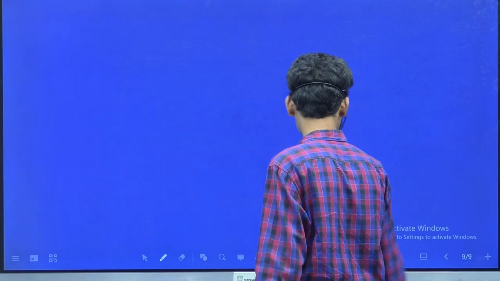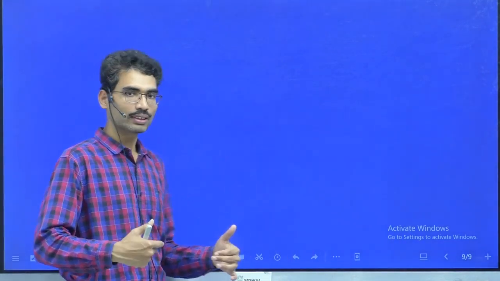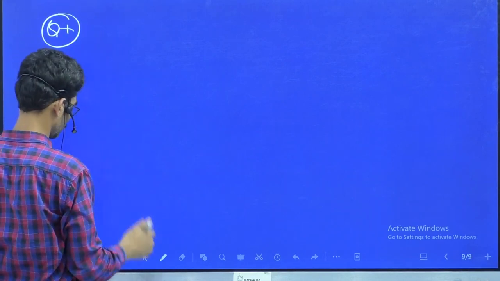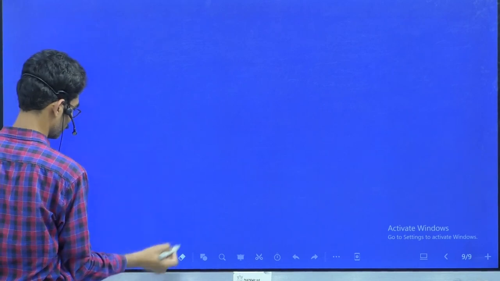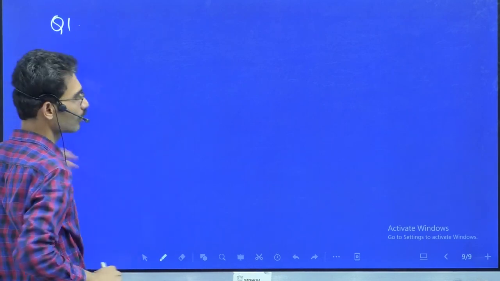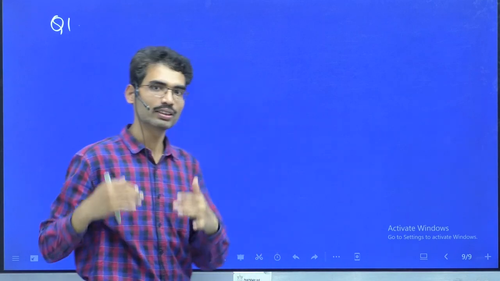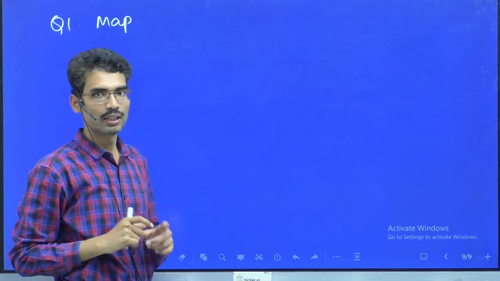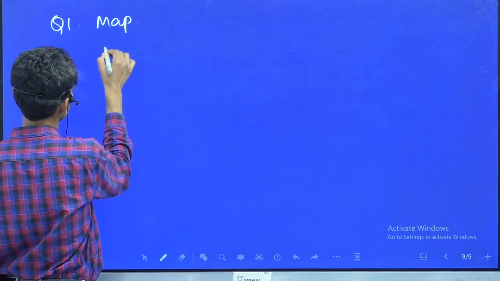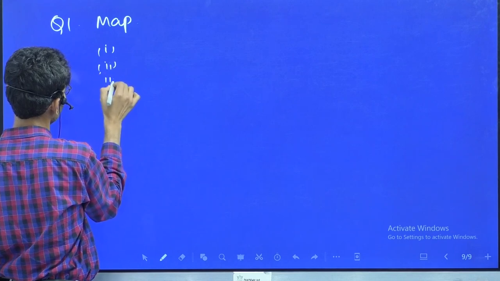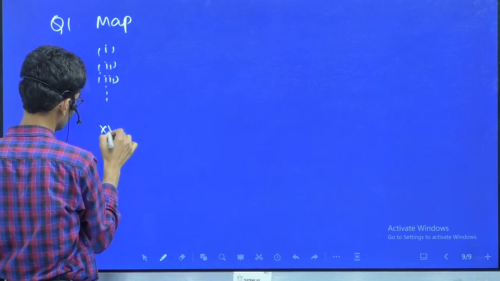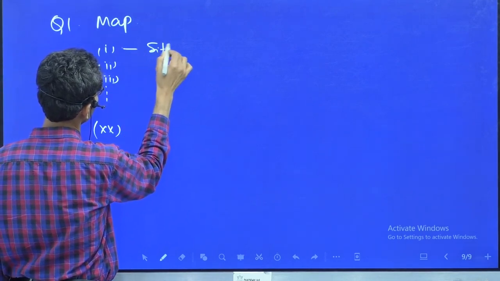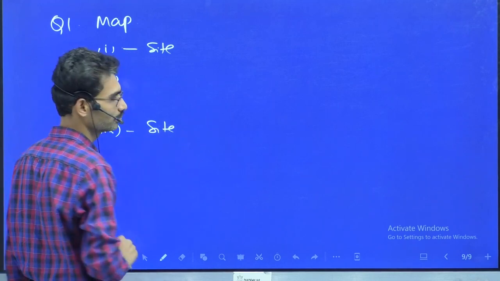Now, in paper 1, question number 1, in our history optional, this is a map, and the map contains 1, 2, 3, and so on, up to 20 sites that will be given. So, site number 1, site number 20.